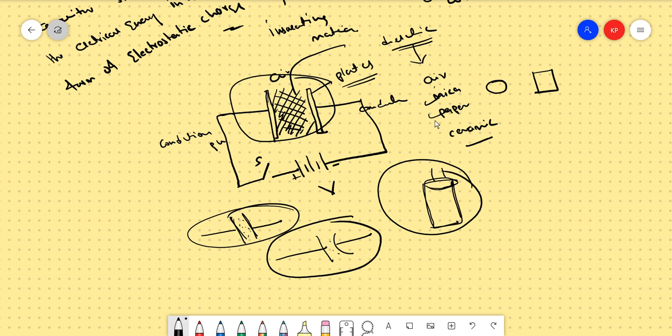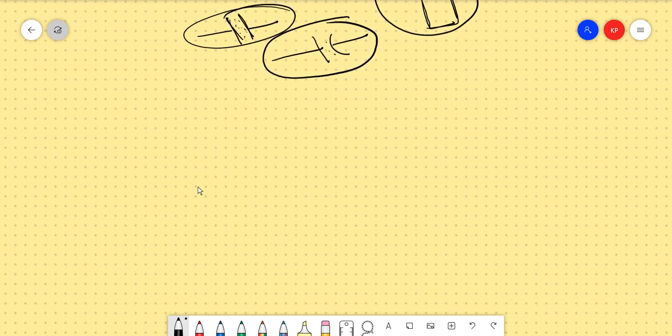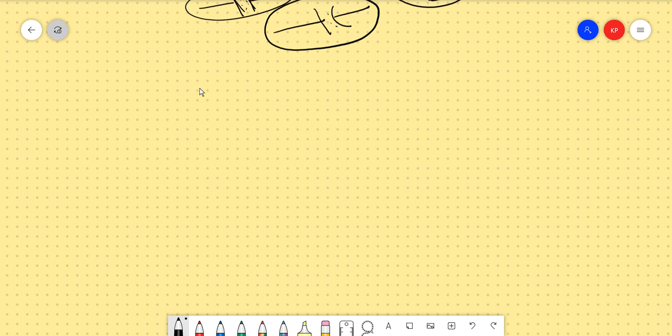Now let us see how a capacitor stores charge. We just said that a capacitor will store charge, so let us see how capacitors store charge.